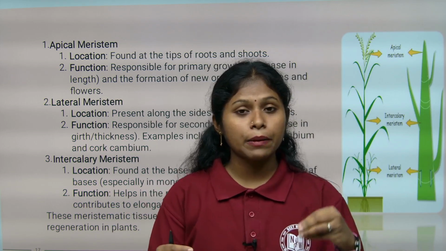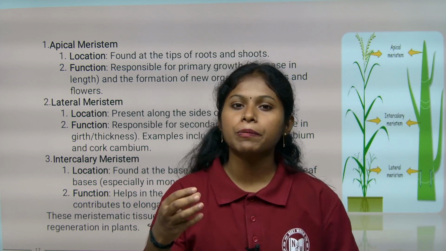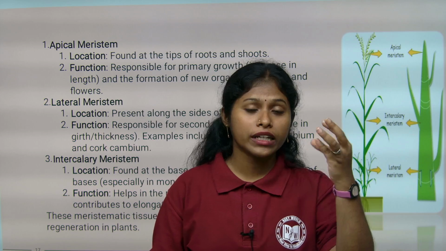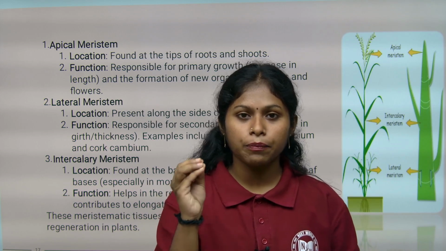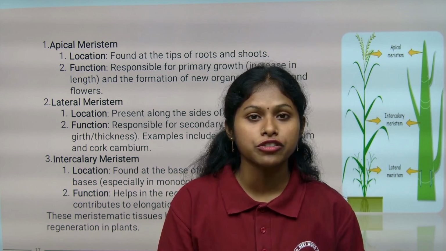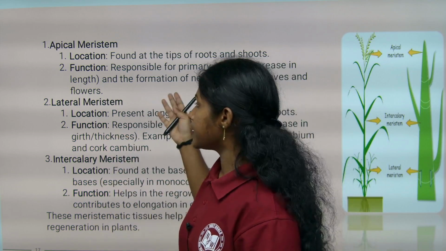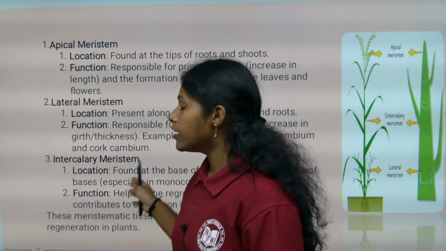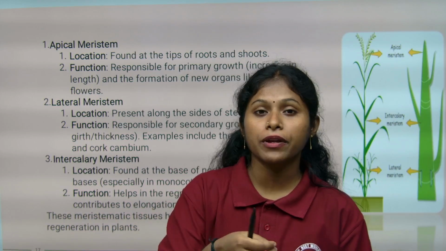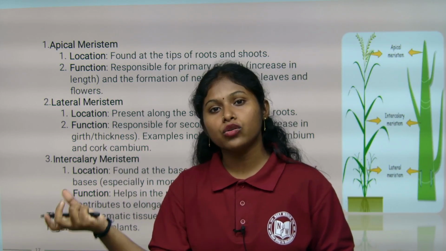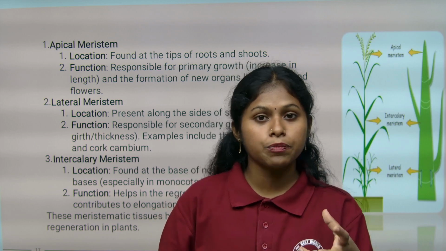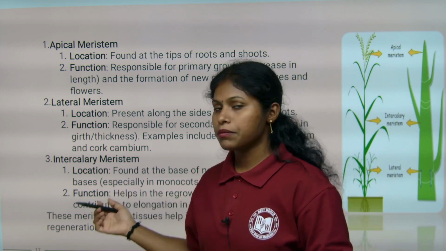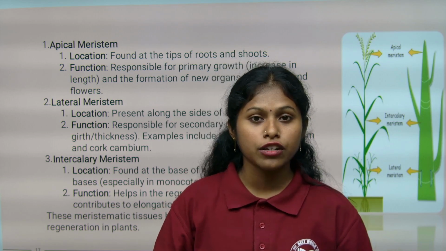So mainly the primary growth of the plant is due to the meristematic tissue only, right? Because it is present in the root tips and shoot tips. What do we call that meristematic tissue, children? That is apical meristematic tissue. If it is present in the sides, it is lateral meristematic tissue, and if it is present at the bases of the nodes or the buds and branches, what is that meristematic tissue, children? Intercalary meristem. Mainly, intercalary meristem is involved in the regeneration of lost parts.